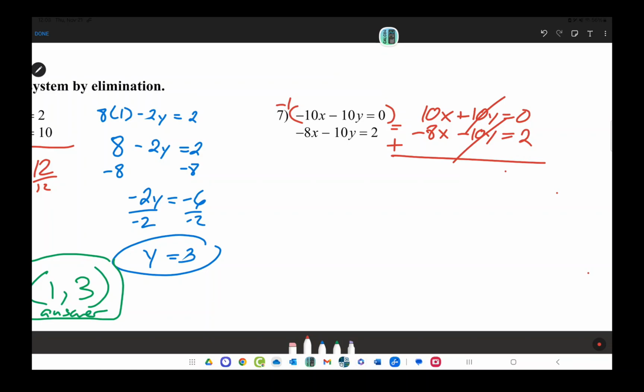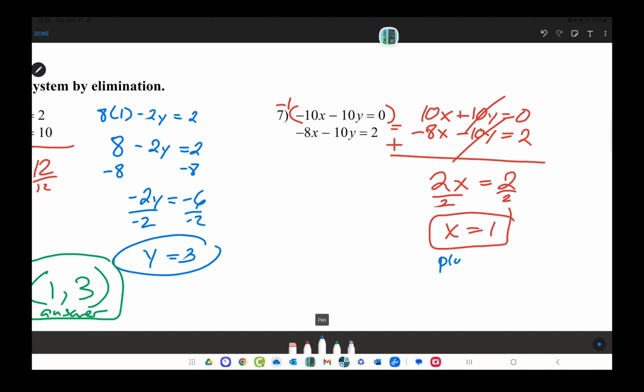So again, if we have the same number, just multiply one row by negative 1. Now we can cancel. 10 plus a negative 8 is 2x. 0 plus 2 is 2. So x is 1.